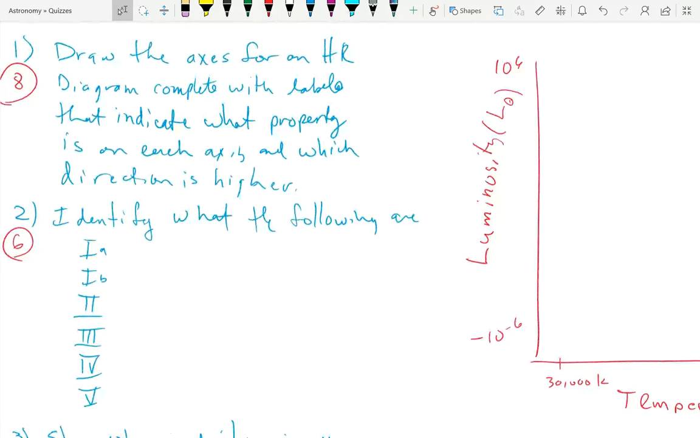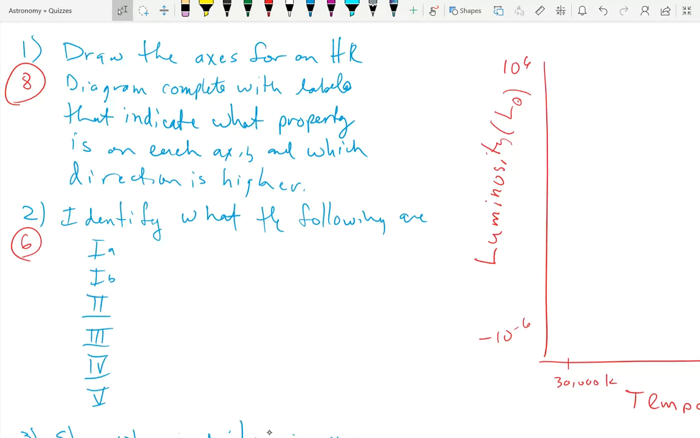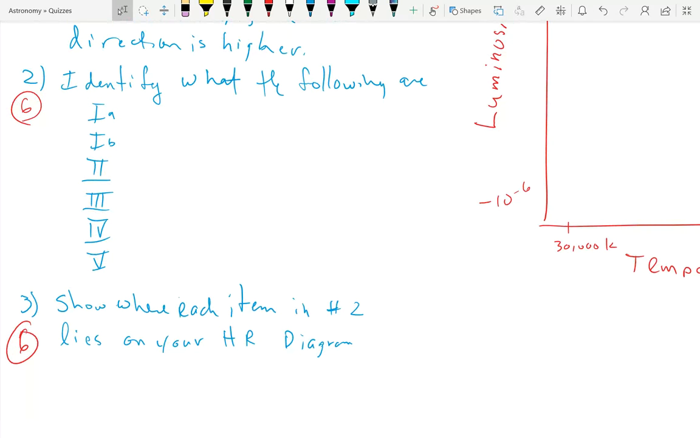So basically, you have the title, which direction is high. Not going to put which direction is low. For each of the axes, 2 points each. Then the next one, identify what the following are.